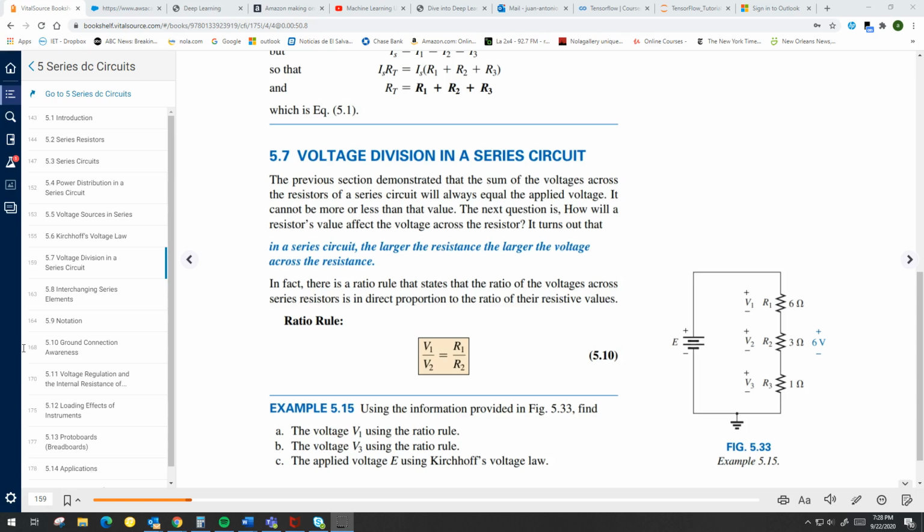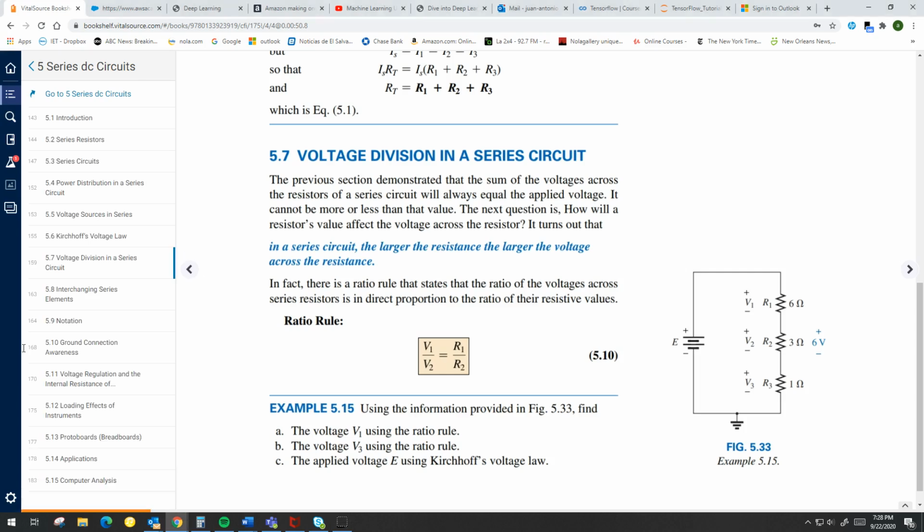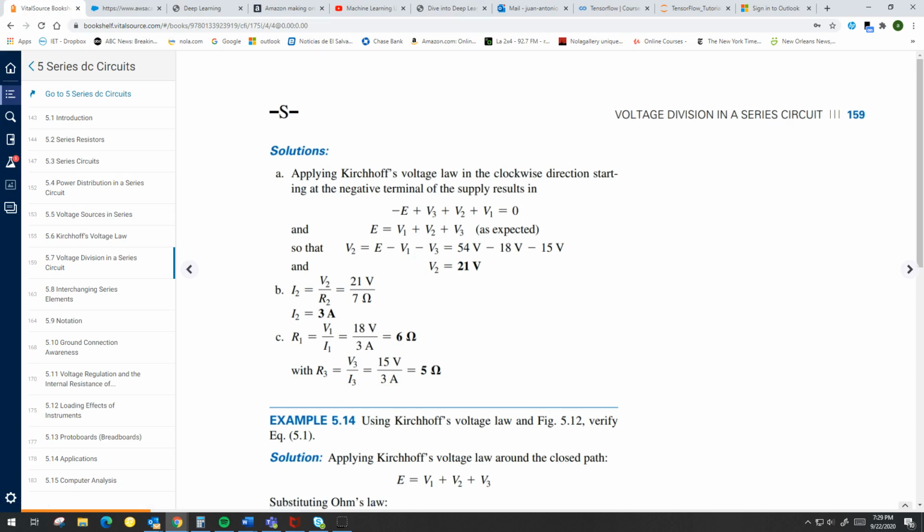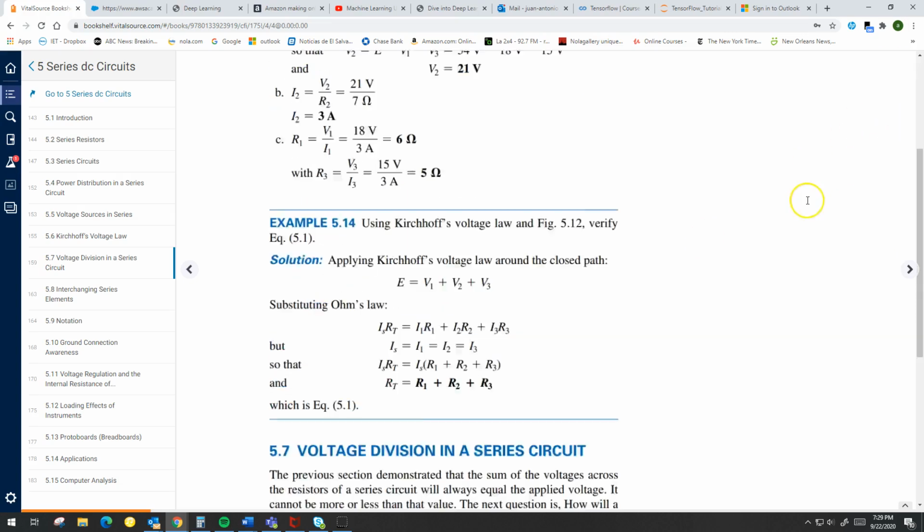Again, it's easy to find in the first question what V1 is by the ratio. R1 over R2 is equal to 2, 6 into 3 is 2, times this voltage V2, which is 6, gives you 12. And that's what you have here, 12 volts.